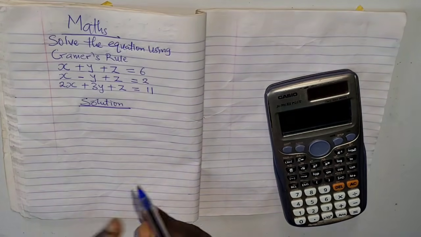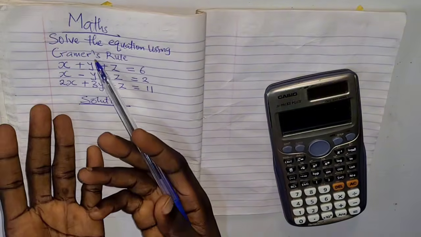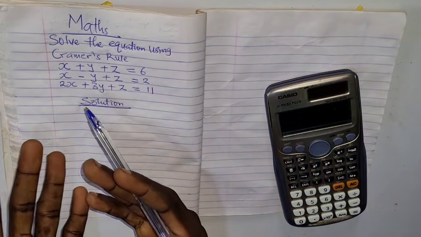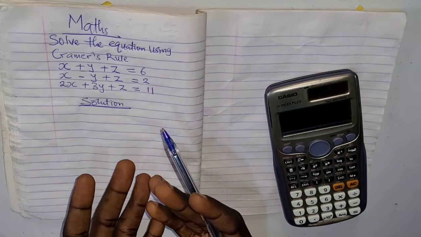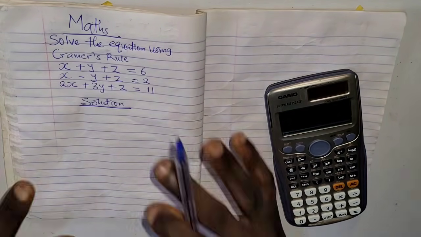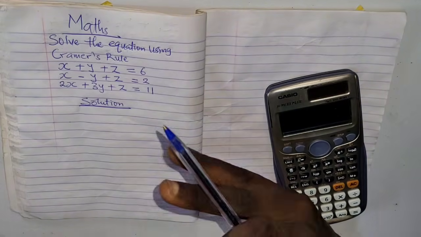This is very important. In case you see it in an exam, using Cramer's rule is the same thing as using the determinant method. Or you rather see it as the determinant method, it's still the same thing. Take note of that. Okay, so let's proceed and solve these equations using Cramer's rule.